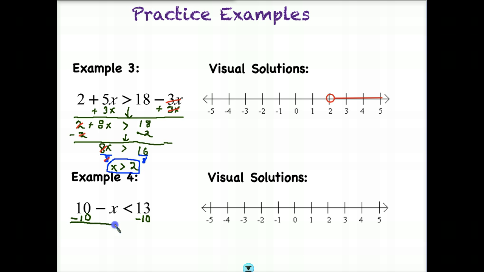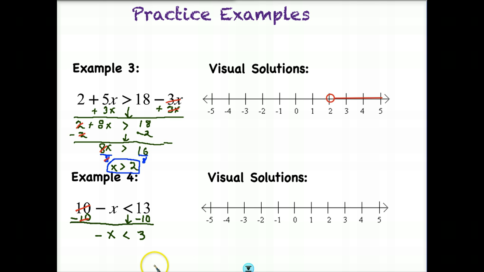Okay, and then I draw my line. 10 minus 10 leaves us with 0, so I won't write it. And then I have a negative x on this side. Carry my sign down. I have a less than sign. 13 minus 10 is 3.